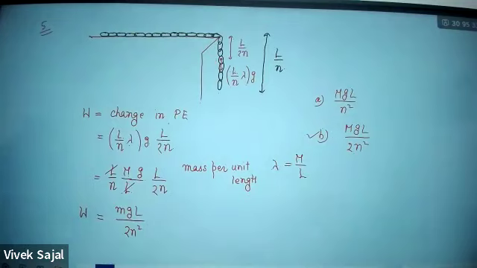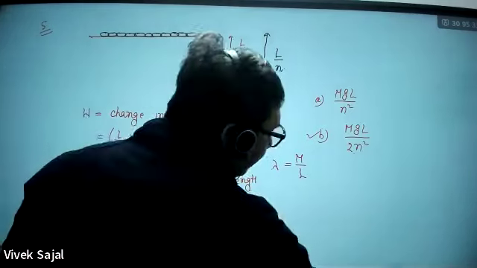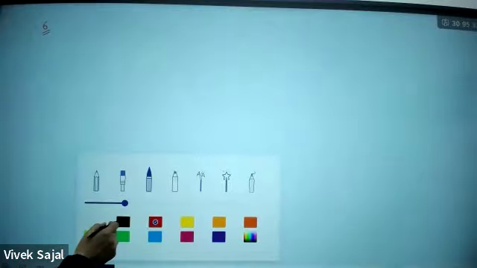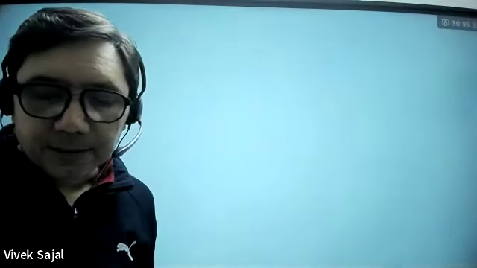So this was the next question, question number 6. Please go through question number 6. This is a very simple question. A cricket ball of mass 0.15 kg is thrown vertically upward by a bowling machine, so that it rises to a maximum height of 20 meter after leaving the machine.